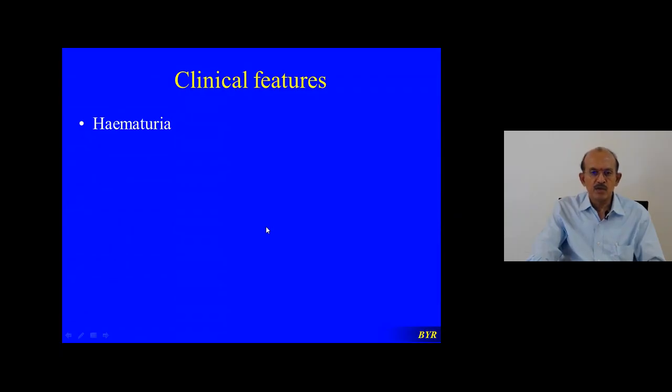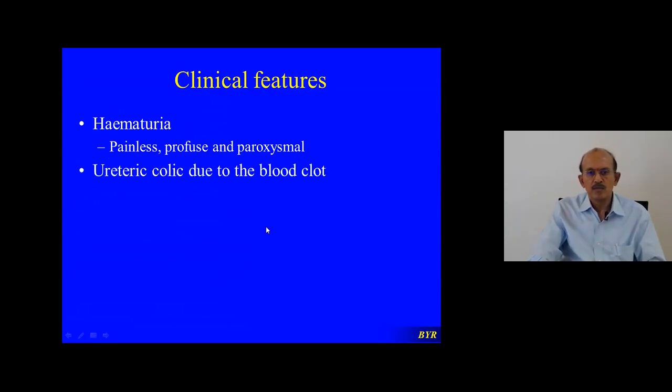Clinical manifestations: hematuria. It is painless, profuse, paroxysmal. There may be ureteric colic due to blood clot. So usually what the surgeon will suspect is whenever a patient comes to you with ureteric colic, most of the times they consider it to be a urinary calculus. But in elderly persons, you must keep this also in mind. If the tumor blocks the ureter, then the patient manifests with hydronephrosis.